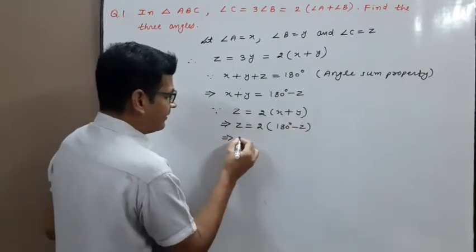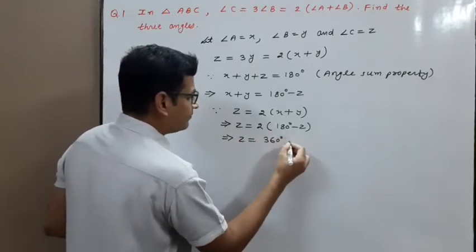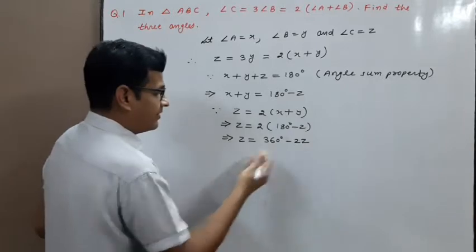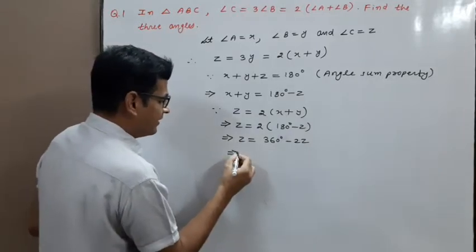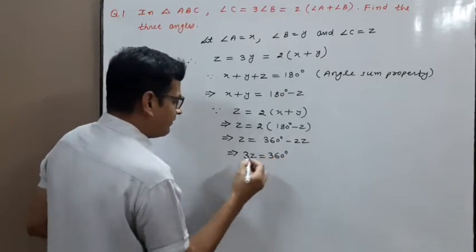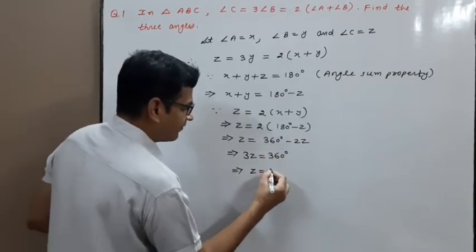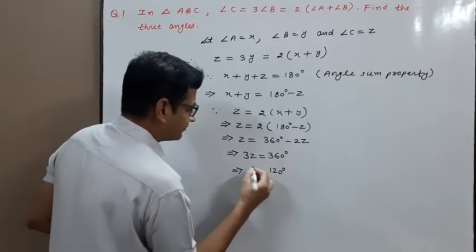Open the bracket, Z equal to 360 degrees minus 2Z. Send minus 2Z that side. So we get 3Z equal to 360 degrees. Dividing both sides by 3. So Z equal to 120 degrees.